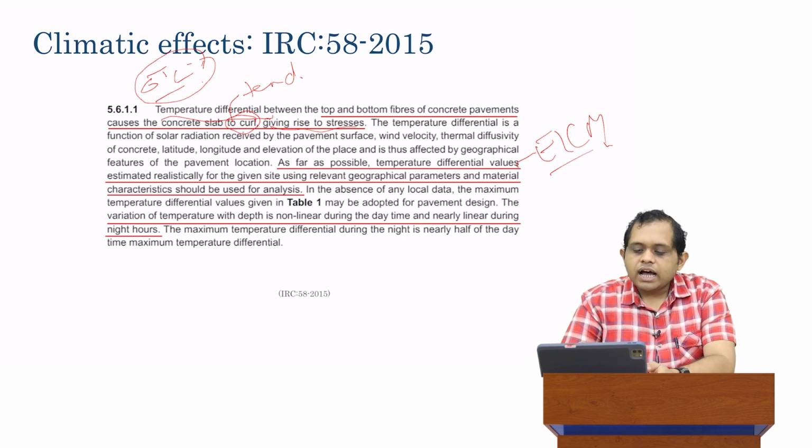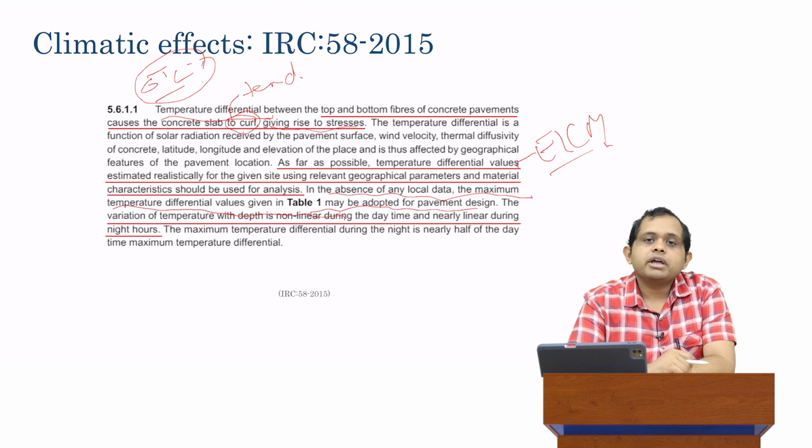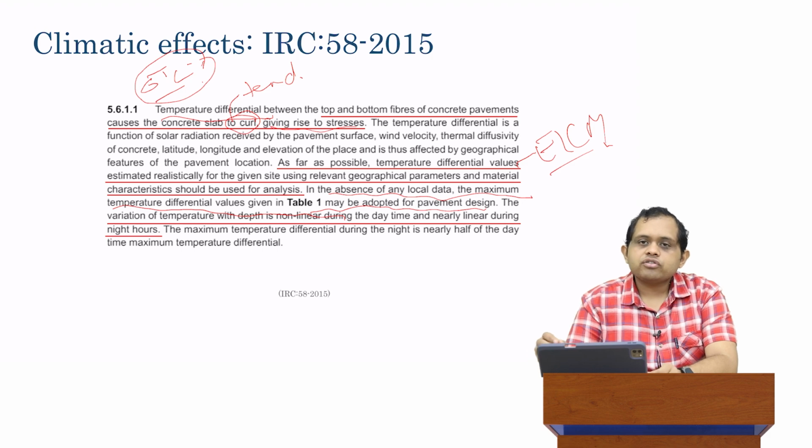Instead, what IRC 58 says is, in the absence of any local data, the maximum temperature differential values given in table 1 may be adopted for pavement design. The maximum values given in table 1. I'll show you table 1 in a moment. But as you see over here, it says that you should use the philosophy of the EICM, if not outright the whole program, to consider temperature distributions. If that is not available, which is most of the time, then certain values are given in table 1, which I'll show in a second. They may be adopted instead.